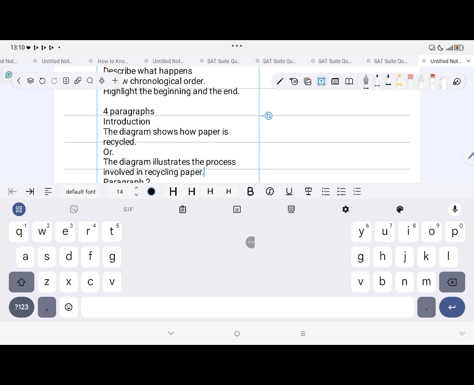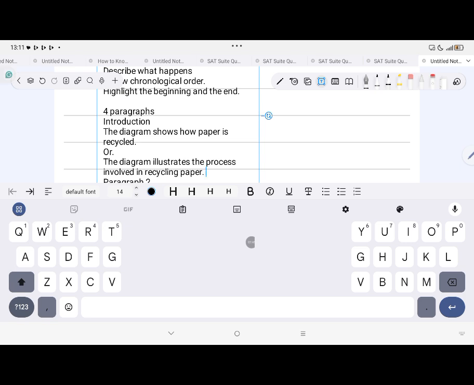Then, after your introduction, you want to have an overview. In the overview, you want to mention the number of stages. You want to mention the beginning of the process and the end of the process. You also want to mention the kind of process. Is it a linear process? Is it cyclical? For instance, the water cycle is cyclical.